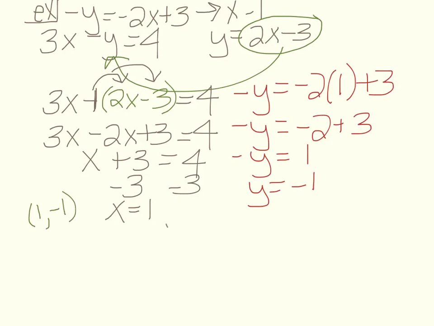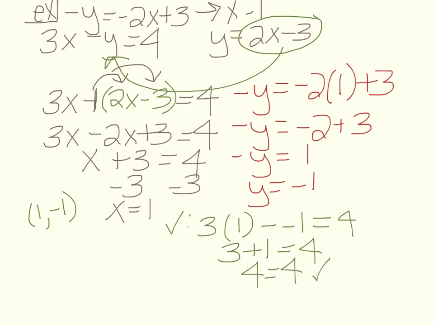Let's go ahead and do our check step to make sure. Using the second equation, we have 3 times 1 minus a negative 1 is equal to 4. Well, this is the same thing as 3 plus 1 equals 4, which is true. 4 does equal 4. So you just checked it.